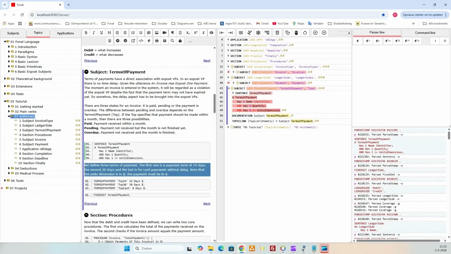We define 3 terms of payment. The first one is a payment term of 14 days, the second 30 days, and the last is for cash payments without delay. Note that the unit's dimension is in dollar. The payment must be in dollar.